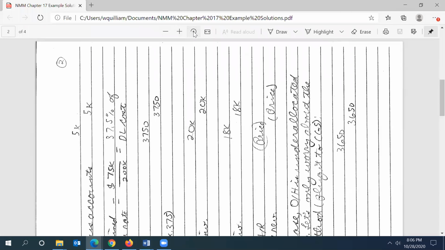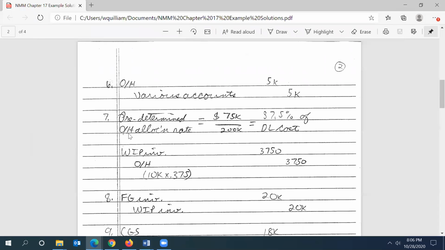Easy to do. So this so-called predetermined overhead allocation rate, because we're setting it up at the beginning of the year based on budget figures, and it's based on direct labor cost. So we will take in the numerator the budget overhead cost, which is $75,000. We will divide that by the cost driver, which is budget direct labor cost of $200,000. When we do, we will get 0.375, which is the same thing as 37.5%.